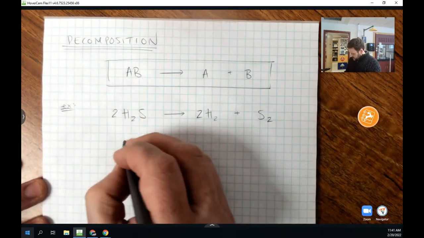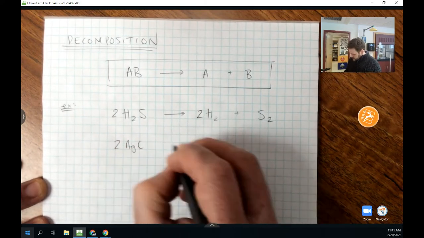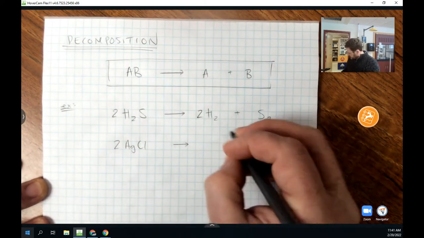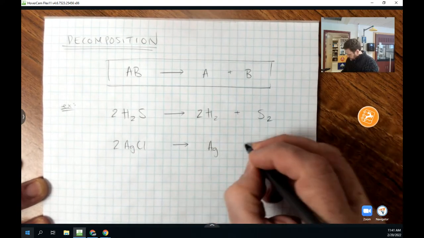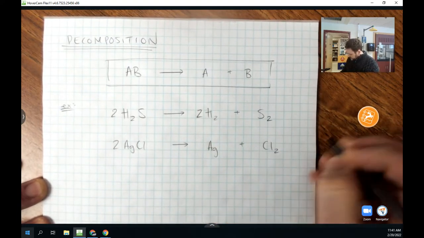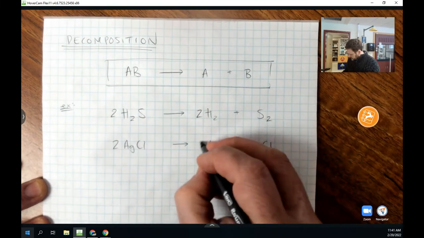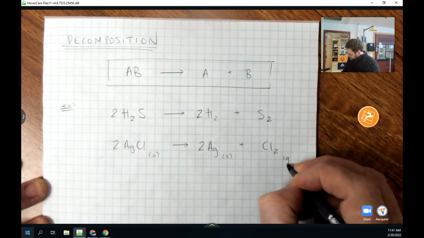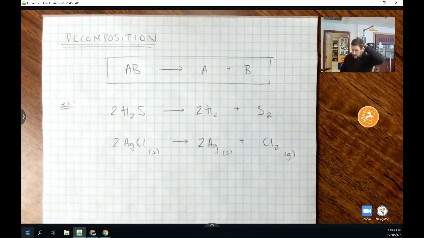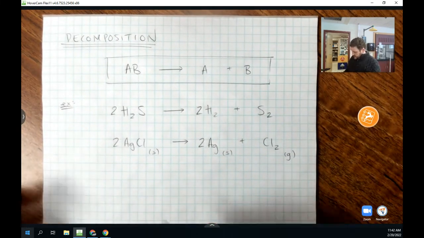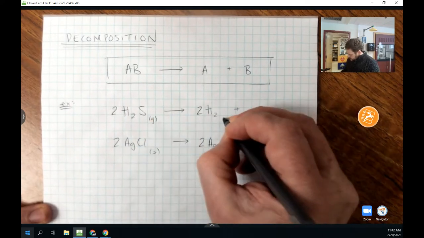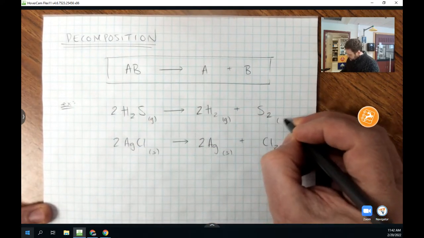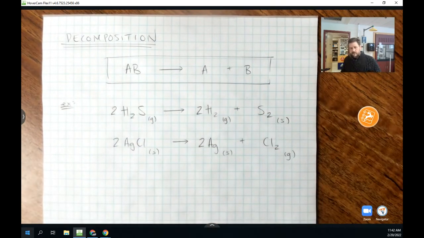Another example would be silver chloride decomposing into silver and chlorine gas. And here I'm going to add state symbols just because it's a bit more interesting here to show that we really have a solid product forming a solid and a gas. Here the state symbols happen to be all gaseous. Oh, excuse me, that's sulfur will be a solid. So these are examples of decomposition reactions.